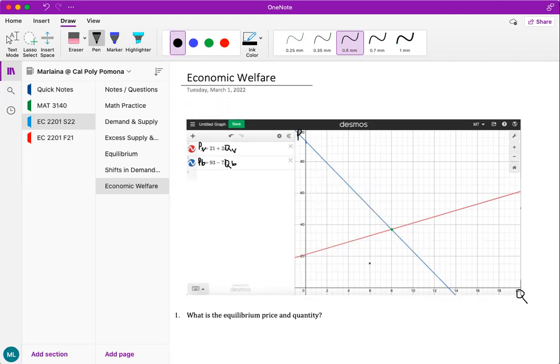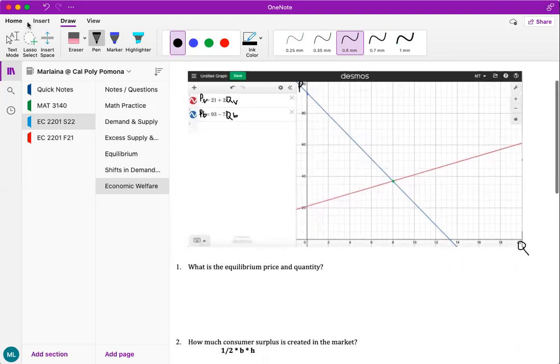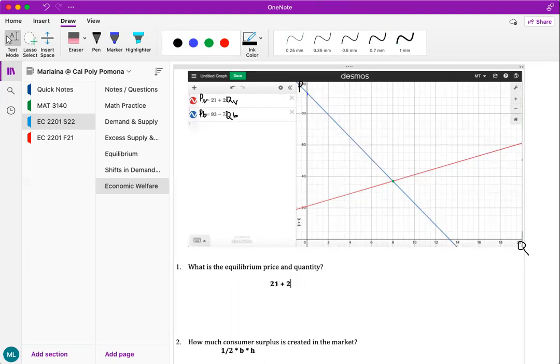So looking at these equations to find the equilibrium point, it's going to be pretty straightforward. We know at equilibrium, our price and quantities are equal to each other, so we can set these two equations equal to each other. So 21 plus 2Q equals 93 minus 7Q.